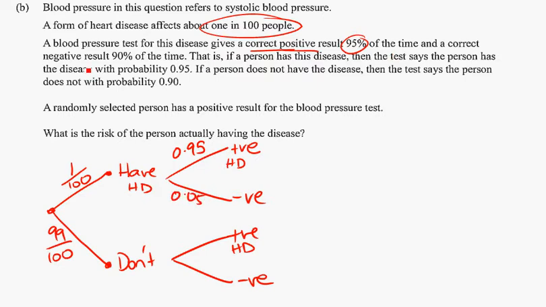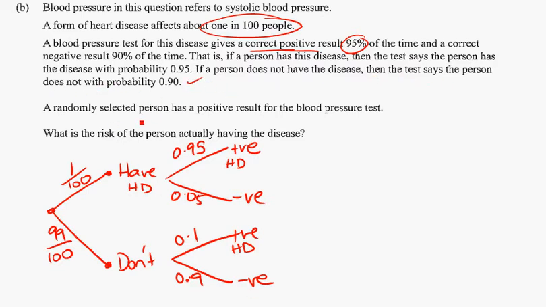And it gives a correct negative result. In other words, you don't have it, it says you don't have it, and that happens 90% of the time. So unfortunately from this data that means there's a 10% chance that you don't have the disease and it says you do, which is why second opinions are very important. If a person does not have the disease, then the test says the person does not, with probability 0.9, that's what we've done.